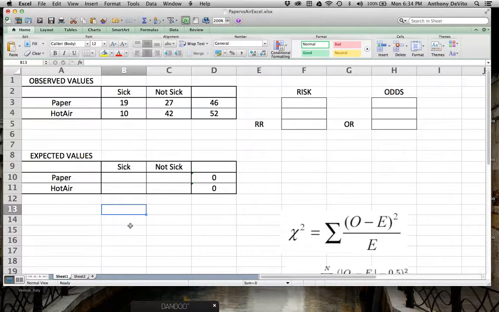Okay, so this is a fake study, obviously. These are not real numbers. But what we would wind up with is kind of what you might wind up with if you did your own study or if you're working with data that's in one of the various databases that we've provided.